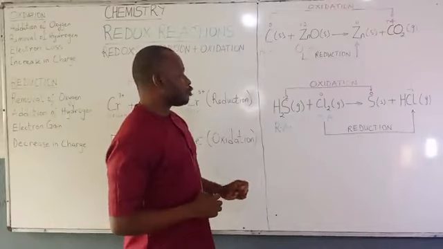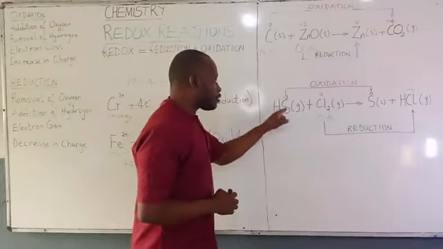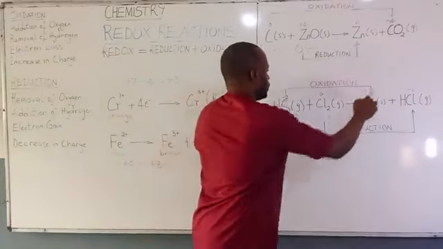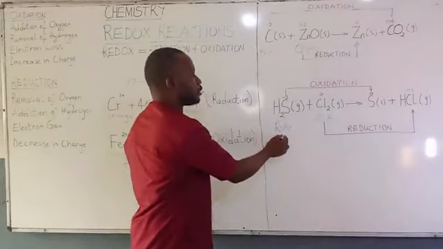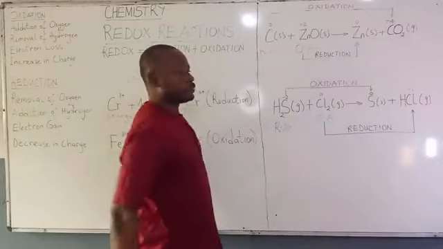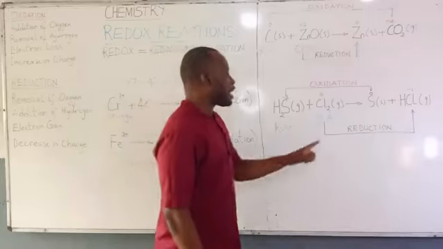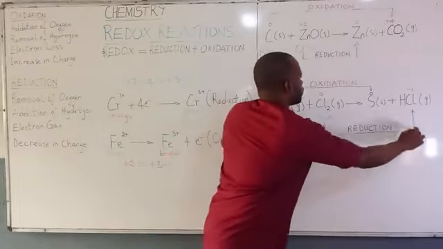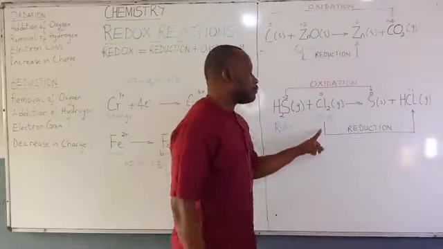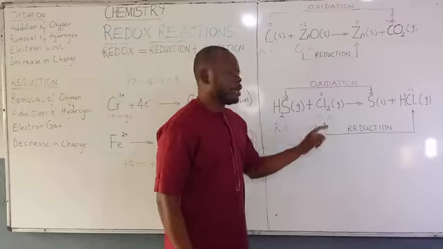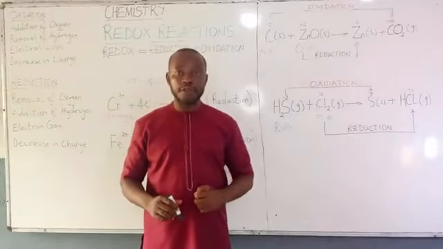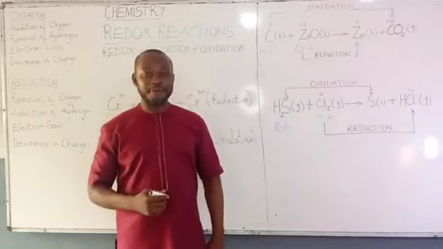What has happened to the sulfur atom here? It experienced oxidation. Therefore, it must be a reducing agent. Do you understand? And what has happened to the chlorine atom here? It has experienced reduction. Therefore, it must be an oxidizing agent. Do not forget the key. Oxidizing agents become reduced and reducing agents become oxidized.